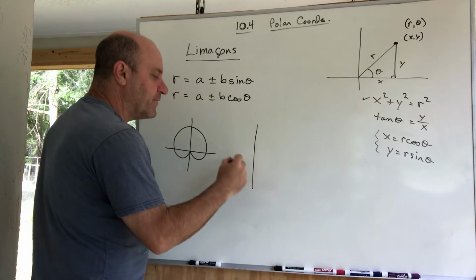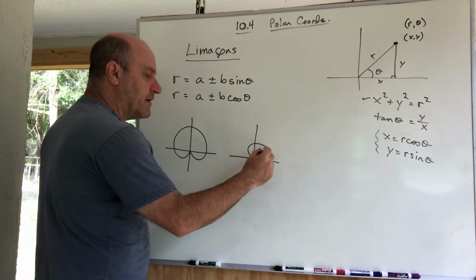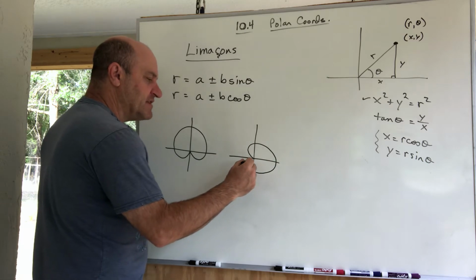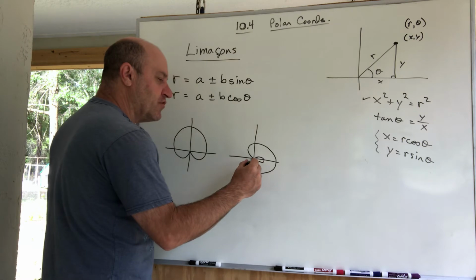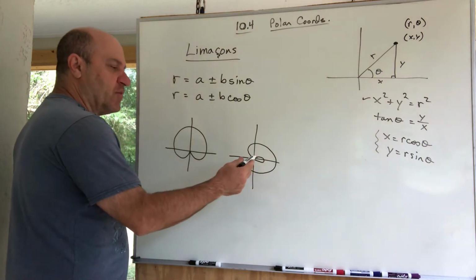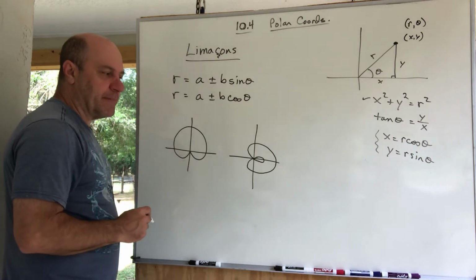Here's another one. This is another limaçon. This time it doesn't come to a point. It actually goes in and does a little inner loop. So this is a limaçon with an inner loop. This is just a cardioid. It comes to a point there.